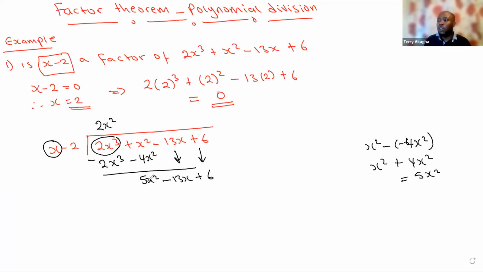Then after that, you do the same thing. You always use only the first term. So 5x squared divided by x is going to give you plus 5x. Is this making sense? Then you multiply.